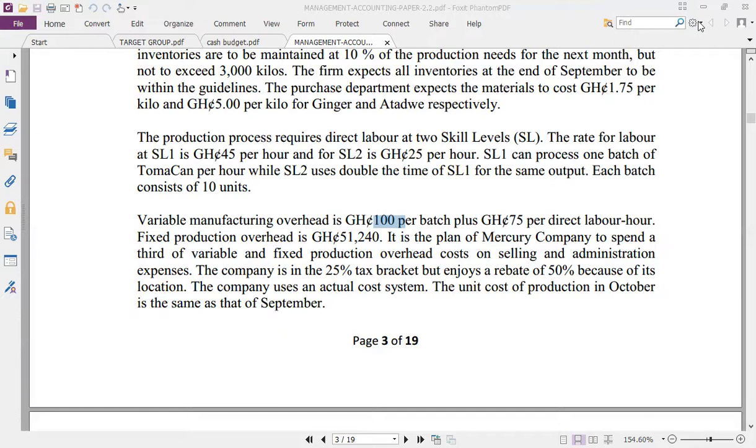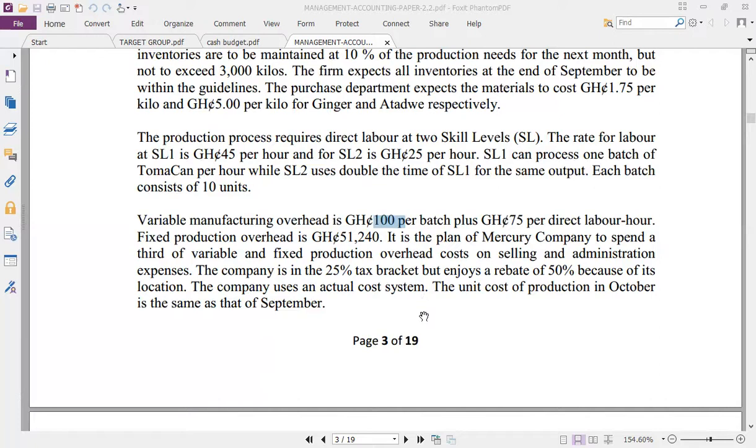So a third. So that is 1/3 of the variable and the fixed overhead. Let's continue the game. The company is in the 25% tax bracket, but enjoys a rebate of 50% because of its location. The company uses an actual cost system.